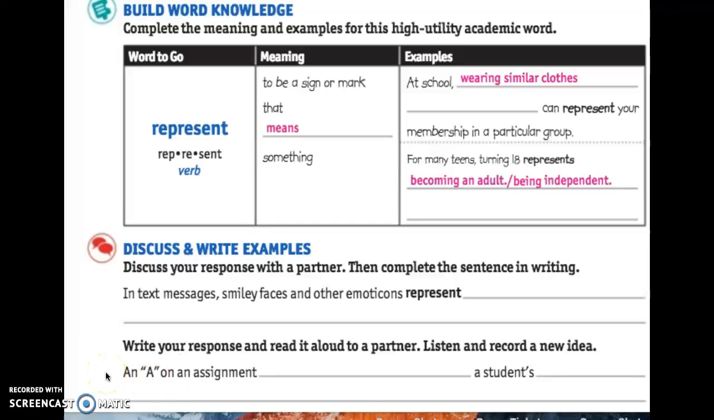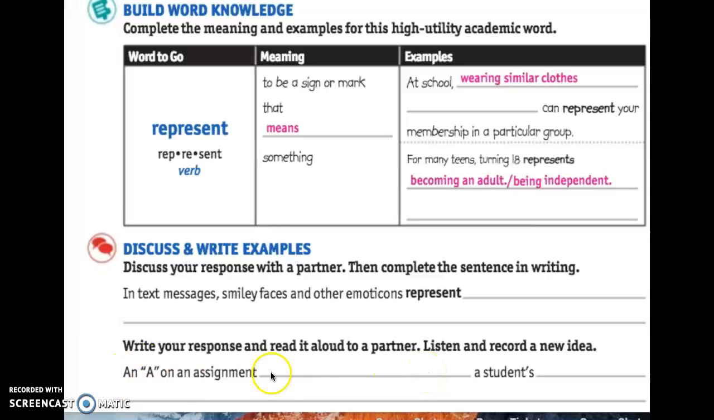It says an A on an assignment, blank a student's blank. An A on an assignment, blank a student's blank. Remember, the word we're using is represent. What form of the word represent belongs here? Think of the word, even try saying it out loud. An A on an assignment, represent a student's. It's probably not just the word represent, but we're going to change it a little bit or add something to it to make it work grammatically.